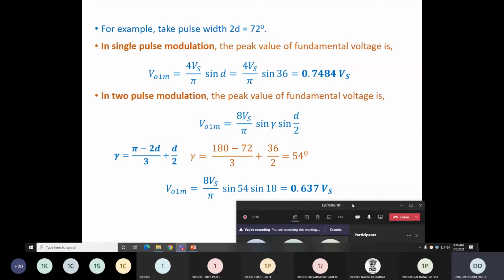Our definition of lower order harmonics is the harmonics which are near to the fundamental component, near to the 50 Hz component, and whose magnitude is 3% or more of the fundamental component. In the inverter, mostly odd order harmonics are present, like 3, 5, 7. So the nearest harmonics, or lower order harmonics, are third, fifth, and seventh. Yes or no?